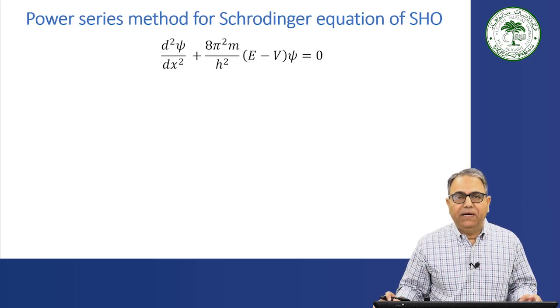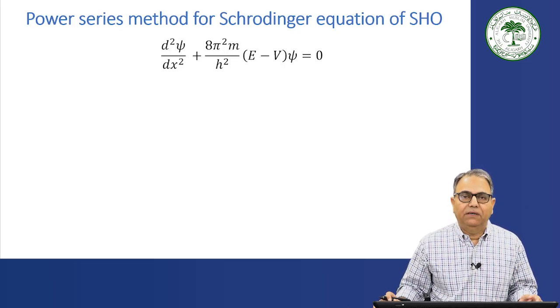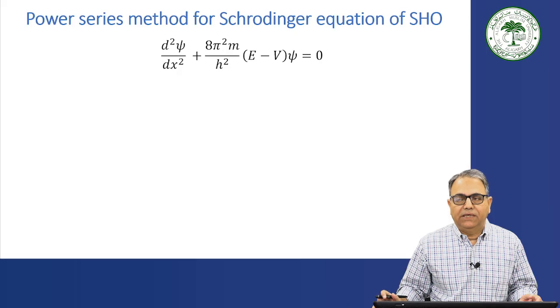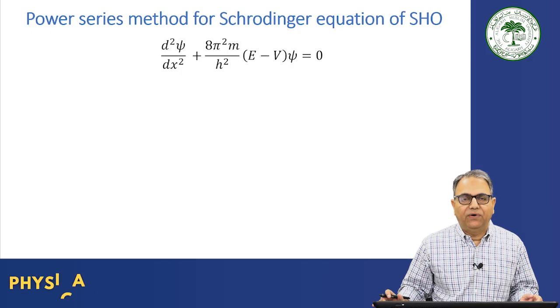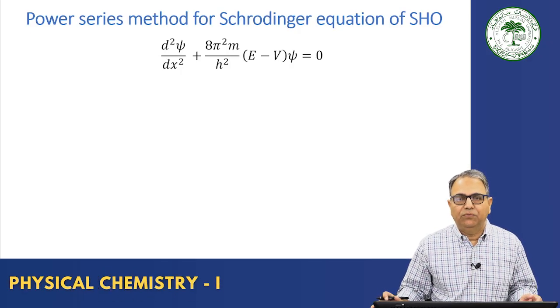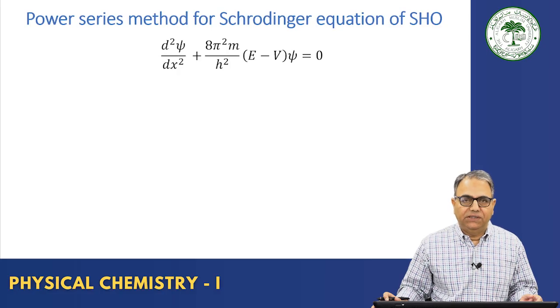But keep it in mind that whatever the method, whether it is the ladder operator method or the power series method, our goal is the same: we have to find the eigenvalue and the eigenfunction of the system under discussion. And our system is the simple harmonic oscillator, for which we have found the eigenvalue and eigenfunctions through the ladder operator method, and now we are going to do the same with the power series method.